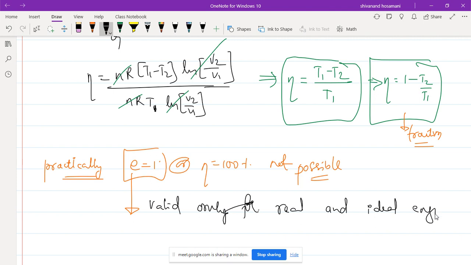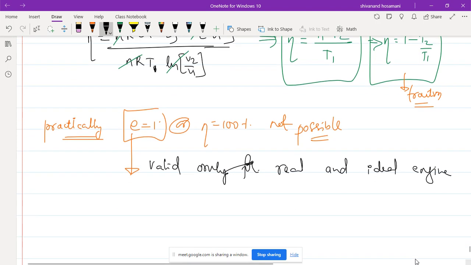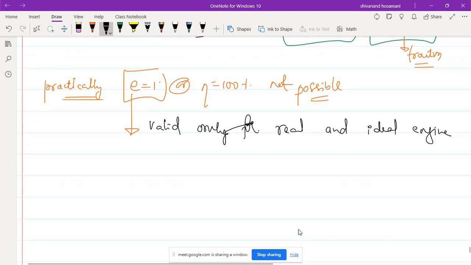Now the same thing again: if you go with the efficiency, efficiency does not depend on which working substance is used. Another point is that efficiency is not dependent on the working substance.